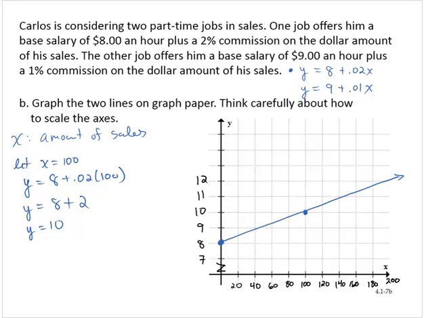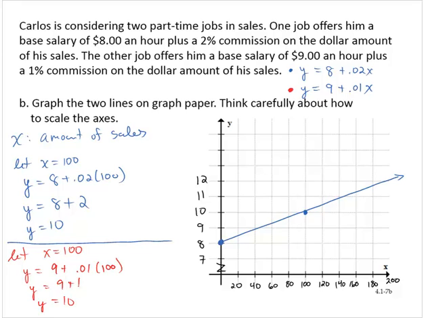And notice I'm only considering the first quadrant because we can't have a negative amount of sales. That just doesn't make sense in context. And then for the second equation, I'll plot that in red, and again I will let x equal 100 just to make the arithmetic easy. y would equal 9 plus 0.01 times 100, and so y would equal 9 plus 1, which is also 10. So we had a y-intercept of 9, and we have another point at (100, 10), and we draw the line through those 2 points.